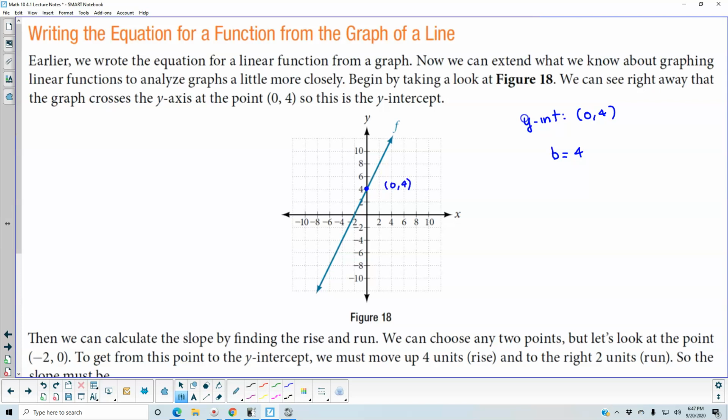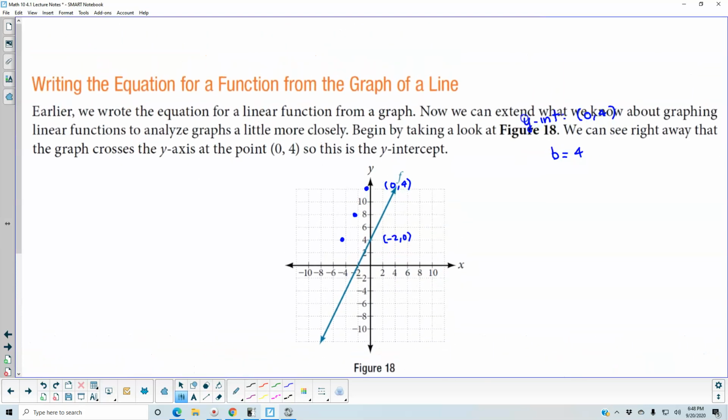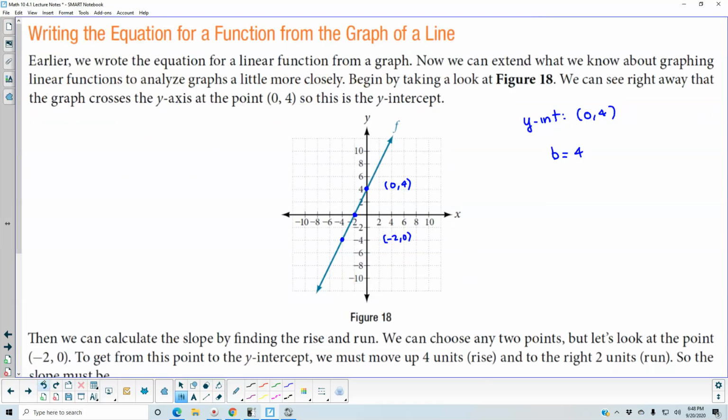Now let's identify another point that we can clearly see on the graph. You can see here that it crosses another point at (-2, 0), and it also crosses another point at (-4, -2).